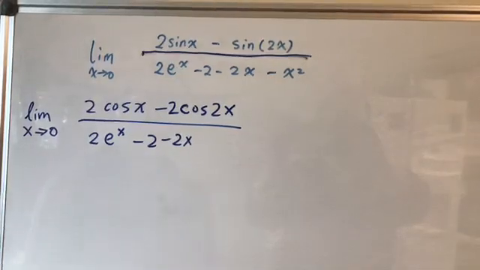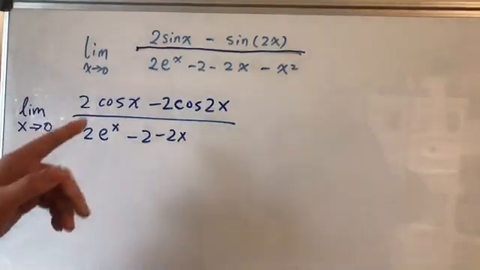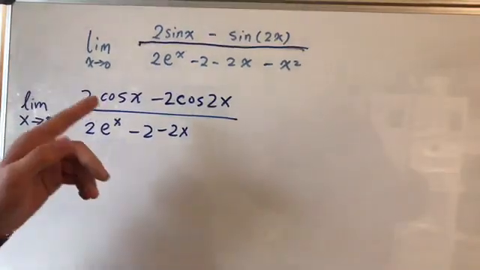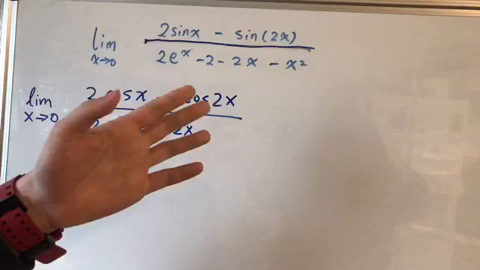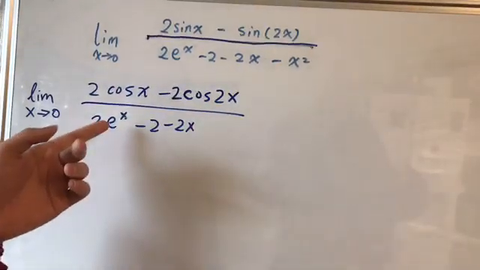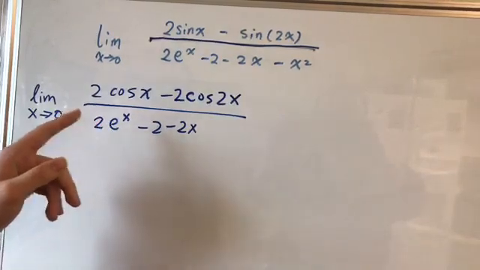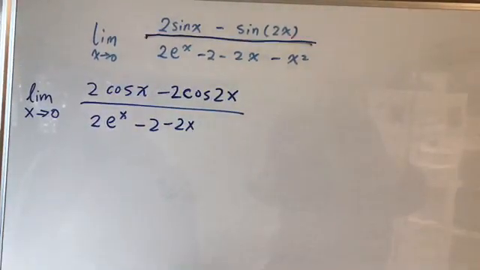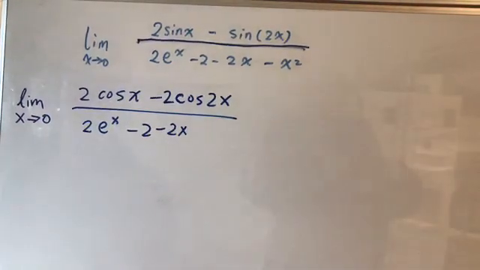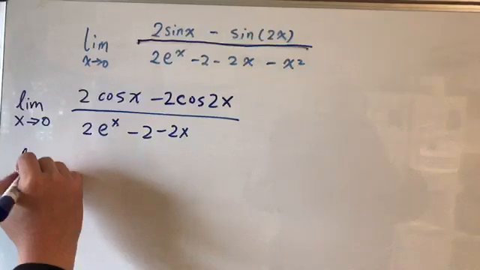Let's quickly verify that this also leaves us in a 0 over 0 form. Cosine 0 is 1, so 2 times 1 minus 2 times 1 is 0. And as x approaches 0, e to the x is 1, times 2 is 2, minus 2, minus 0, which is 0. So we indeed have another 0 over 0 form. Alright, so traditionally we'll apply L'Hopital's rule again.